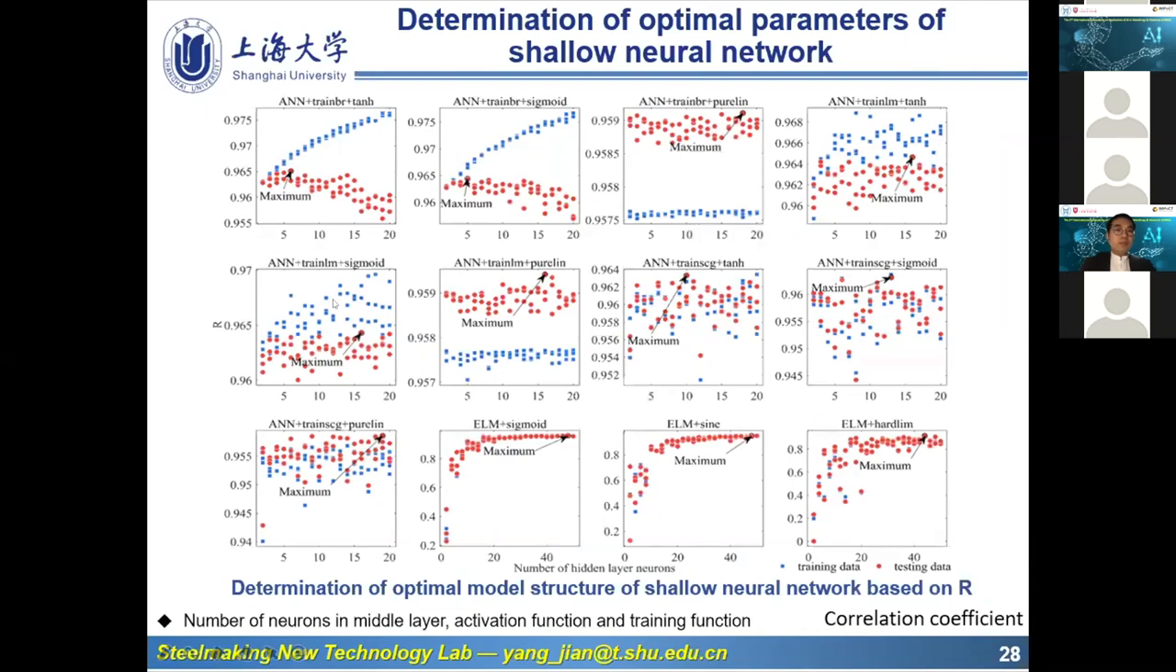And we can determine the number of neurons in the middle layers. For the highest point, we can get the best number of neurons in the middle layers. And to determine the activation function, this is the activation function, the second one, and the third one is the training function, and to determine which one is the best one, it is judged by the correlation coefficient.